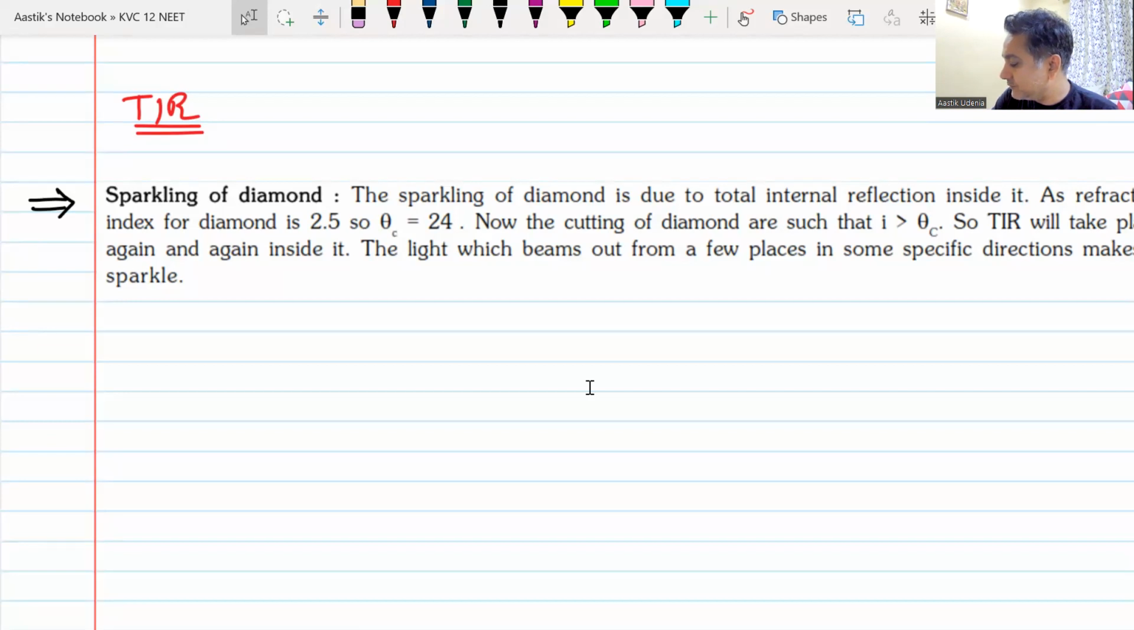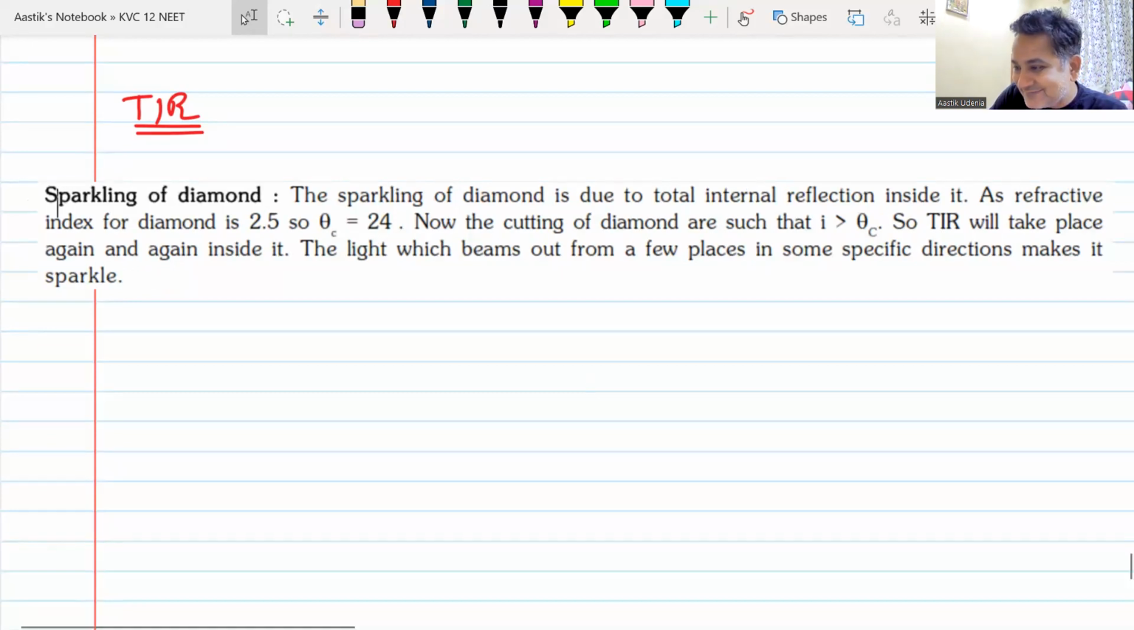Sir, it's beauty. And what gives diamond its beauty, my dear friend? Sir, the way it sparkles when light shines on it. And why does light shine on it? Sir, because of its reflection. Because of total internal reflection, my dear friend.